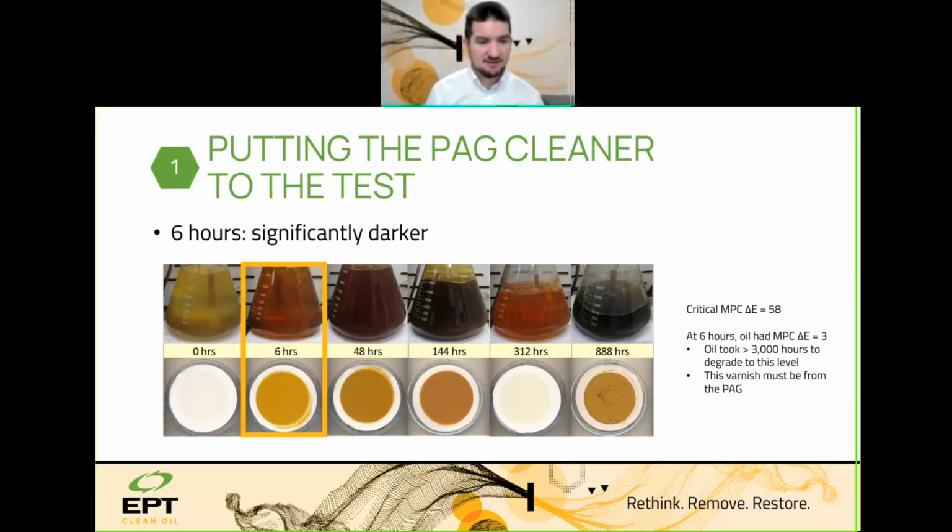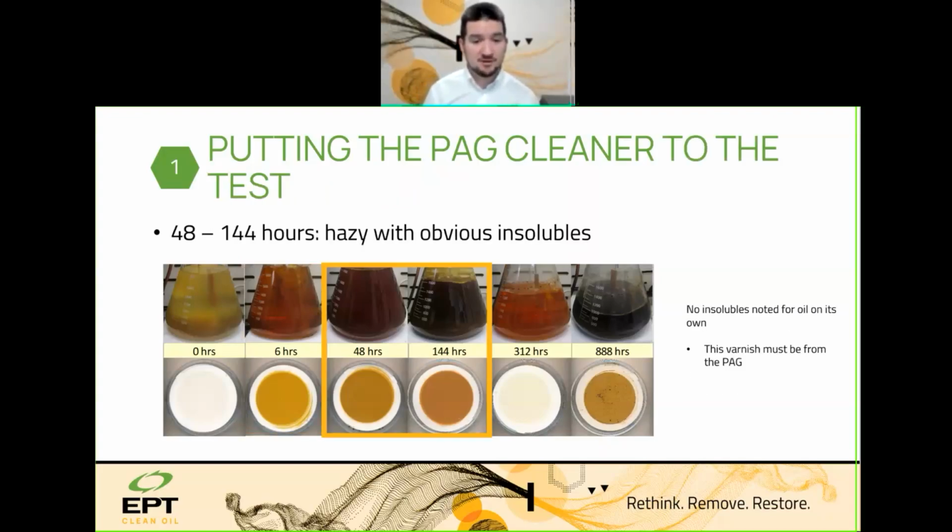Now, this was shocking to us because this turbine oil that we were testing, when we tested it on its own without the PEG cleaner additive in it, at 6 hours test time, it had an MPC of 3. With the PEG cleaner, it had an MPC delta E of 58, so a critical varnish potential. This is telling us that it's the PAG that's breaking down here to form the varnish that we're capturing on that patch. So that's a little bit worrying because, again, this is something that's marketed as a varnish solution. And in this instance, it looks like it's actually driving the formation of varnish.